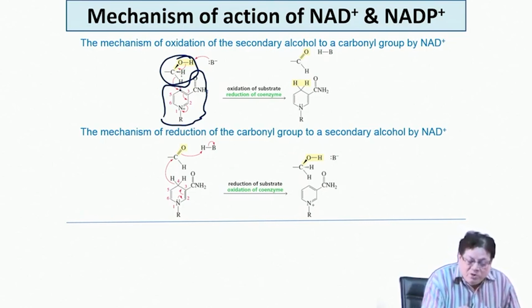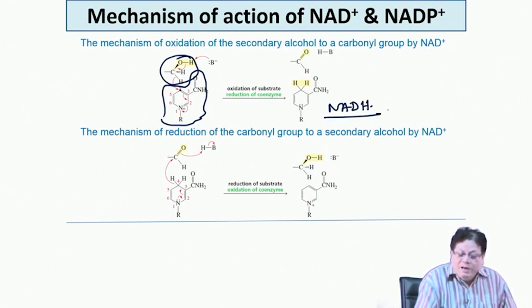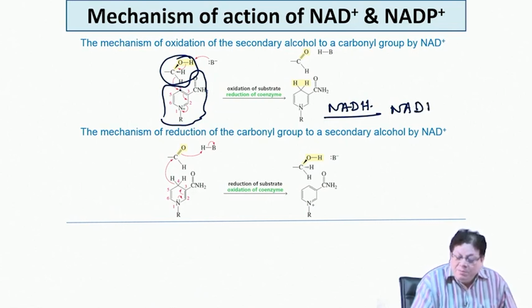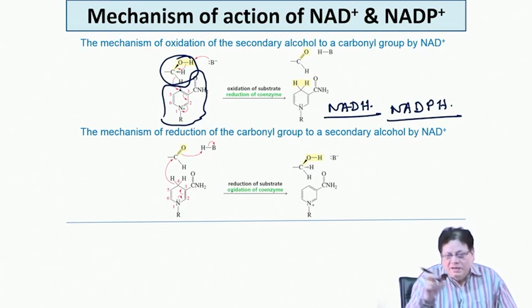And where has the hydrogen gone? This hydrogen from the alcohol part goes to NADH, or NADPH, depending on what is in there. Okay. And for the reverse reaction, NAD plus and NADH, one is an oxidizing agent and the other is a reducing agent.